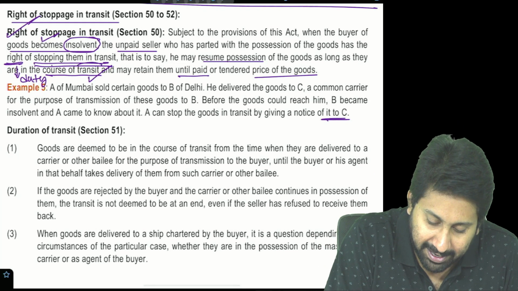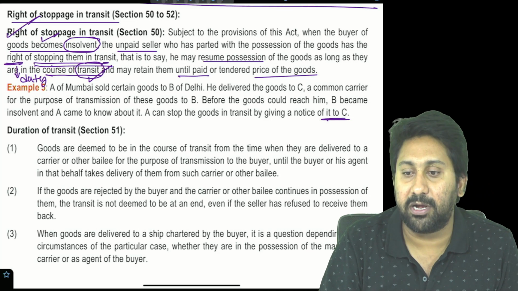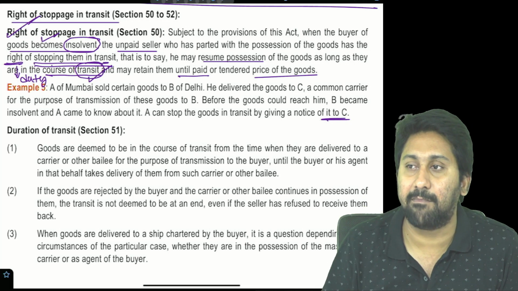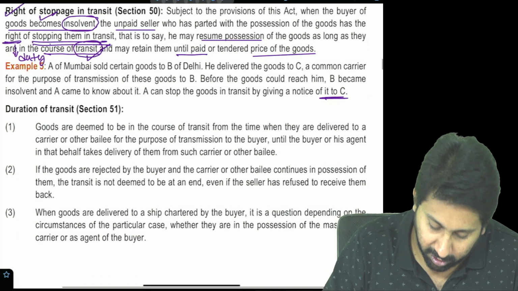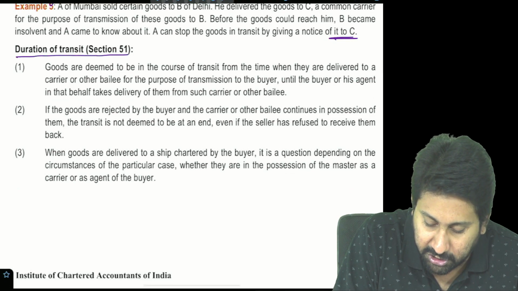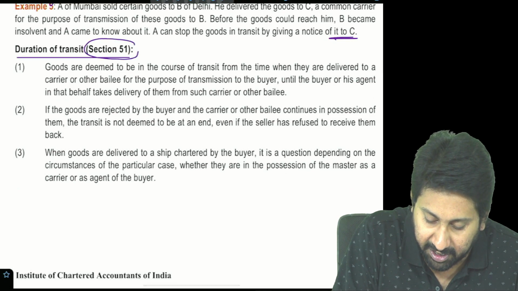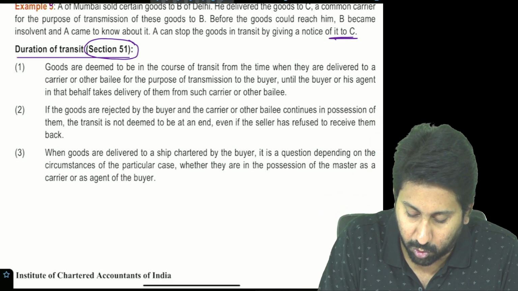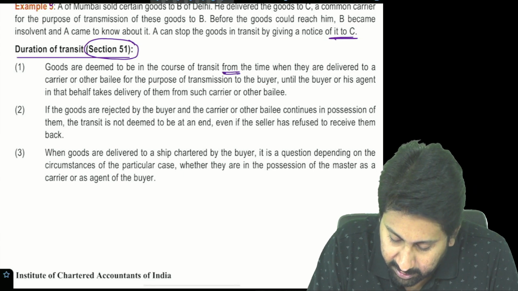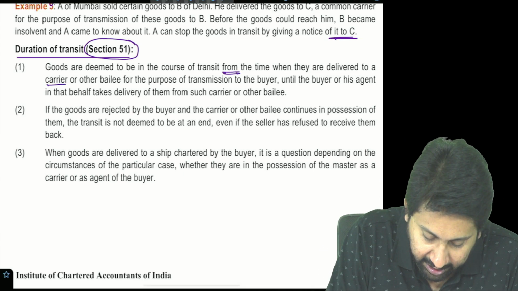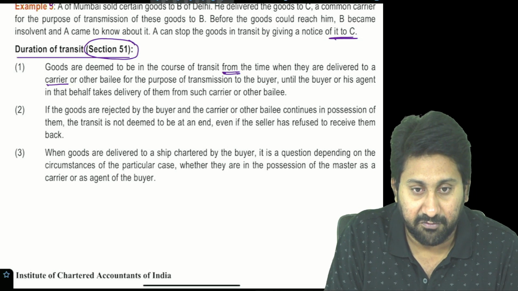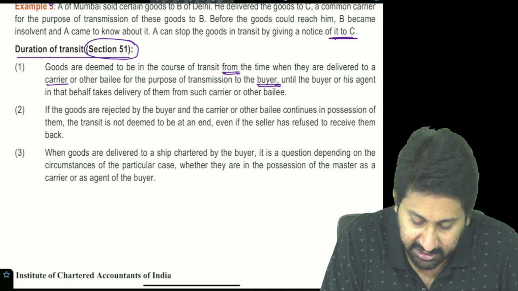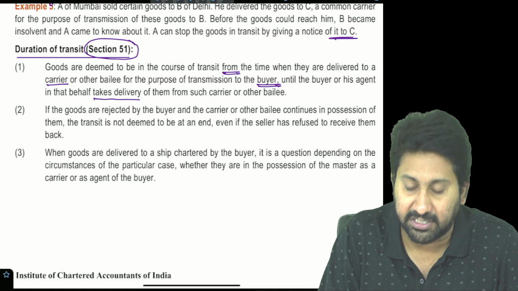Next, a question arises. Sir, what do you mean by transit? Starting point, ending point. Sir, I reached Delhi, but I kept it in a warehouse. Now is transit completed or not? That question also can arise. Therefore, the law defined what you mean by duration of transit in Section 51. Goods are deemed to be in the course of transit from the time when they are delivered to a carrier or other bailee for the purpose of transmission to the buyer, until the buyer or his agent on his behalf takes delivery of them from such carrier or other bailee.